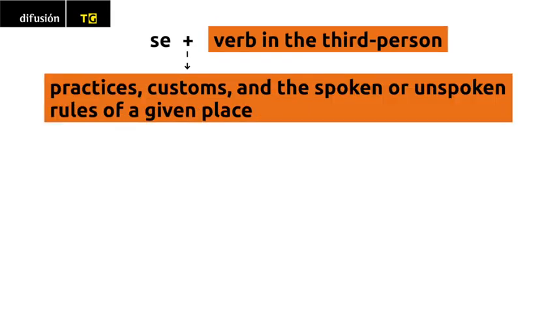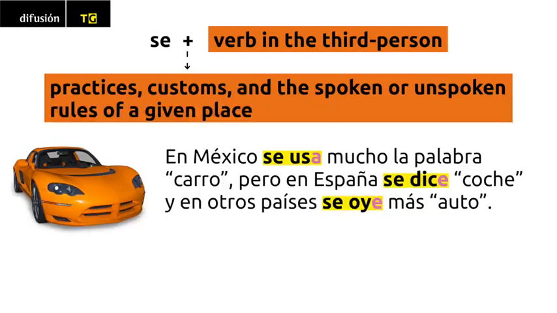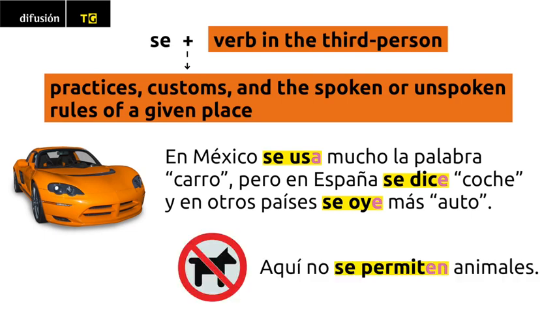This construction is also used to talk about the practices, customs, and the spoken or unspoken rules of a given place. En México se usa mucho la palabra carro, pero en España se dice coche y en otros países se oye más auto. Aquí no se permiten animales.